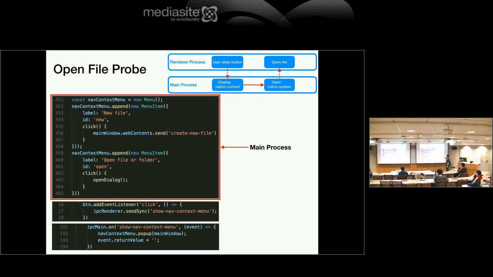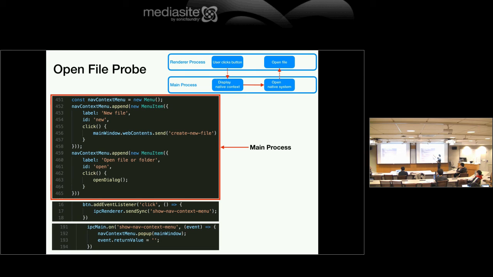So first, the main process will use a method of Electron's menu module to create an instance of menu at line 451. Right now, this menu instance has nothing inside. And in the code from 452 to 465, two menu items are created and appended to that menu instance. As you can see, each menu item has properties like label, ID, and of course, the functions to perform when someone clicks it. And the focus of this probe is the second menu item, so it's the open file one.